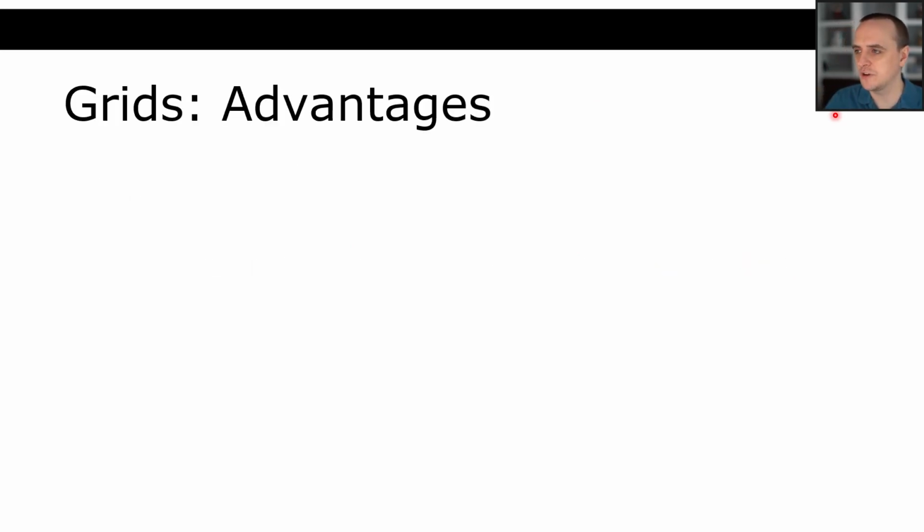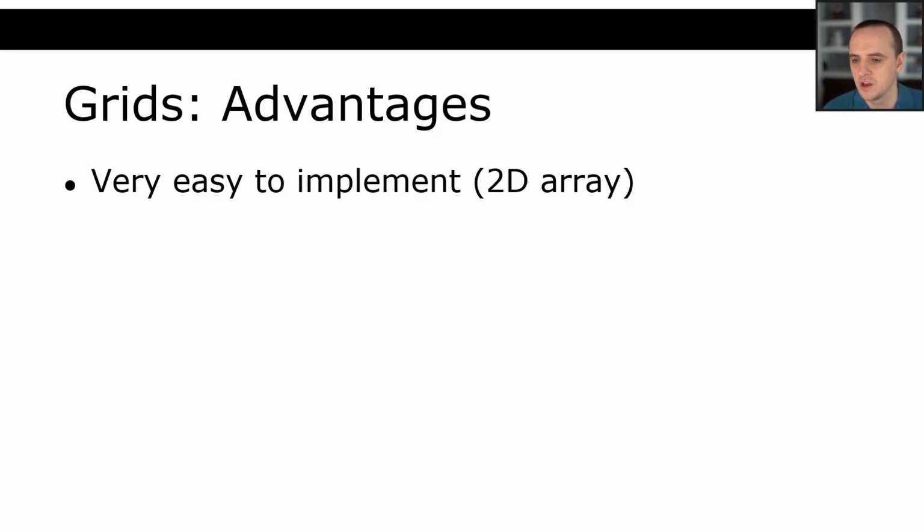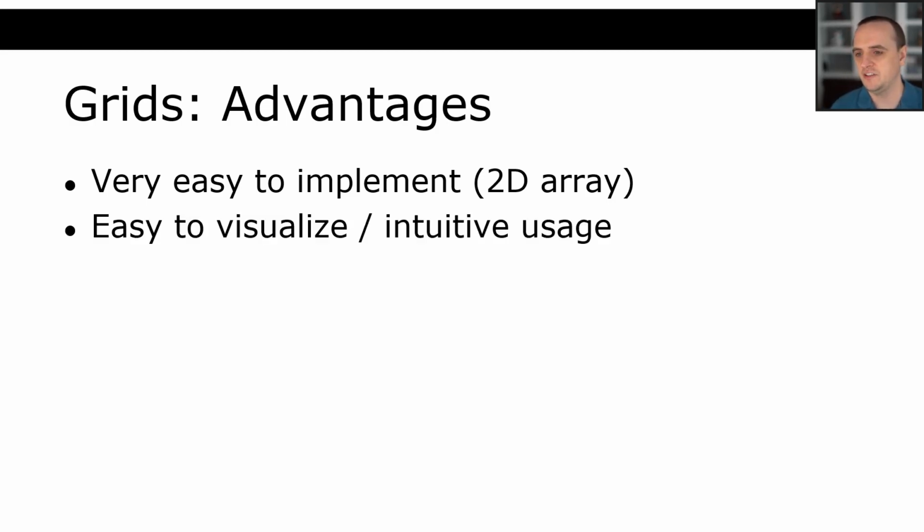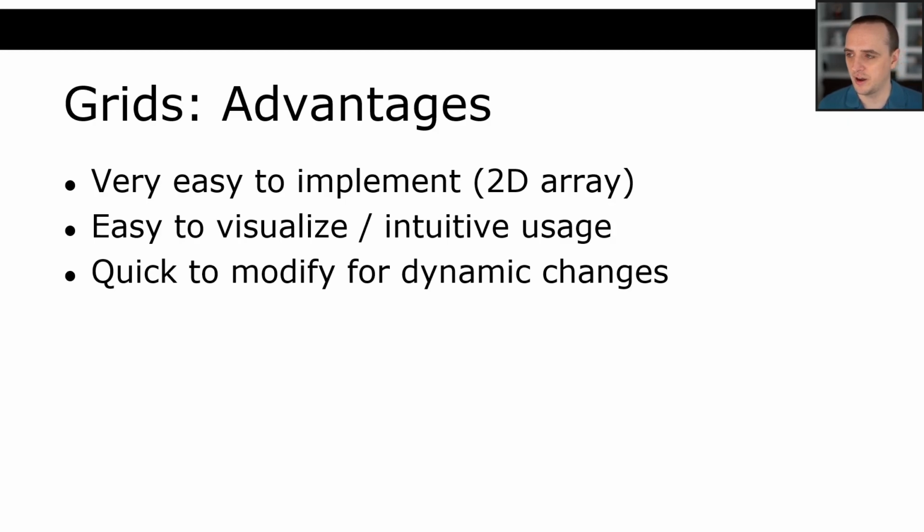So now that we've shown this sort of process, what are the advantages and the disadvantages of this? Well, one of the advantages is that it's very easy to implement, right? Everybody, especially at the senior computer science level, could implement a 2D array or a 2D vector. That's really simple. And assignment 2, I'm actually giving you the data structure, so it's even simpler. They're very easy to visualize, and they have an intuitive usage. They're very quick to modify for dynamic changes. So if one of my obstacles in the game moves, I just update the grid cells.